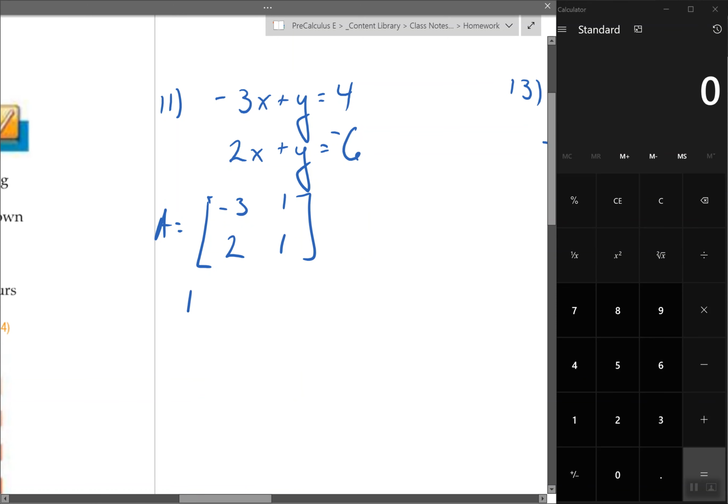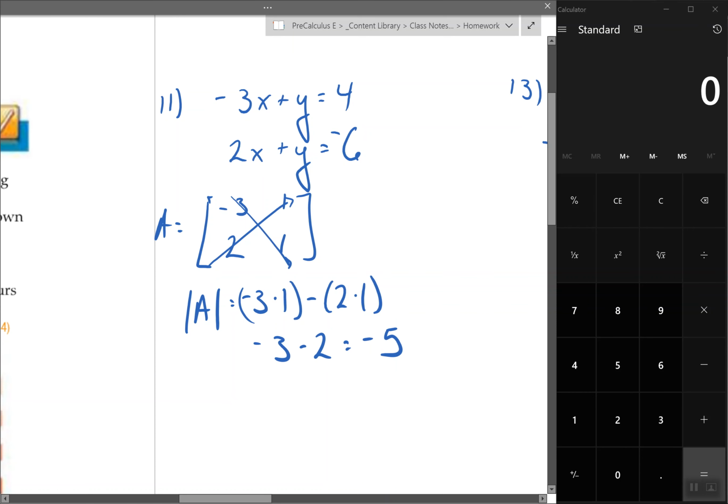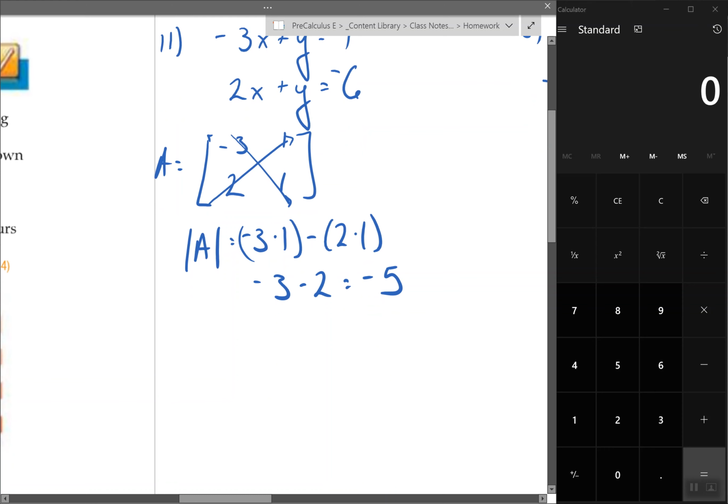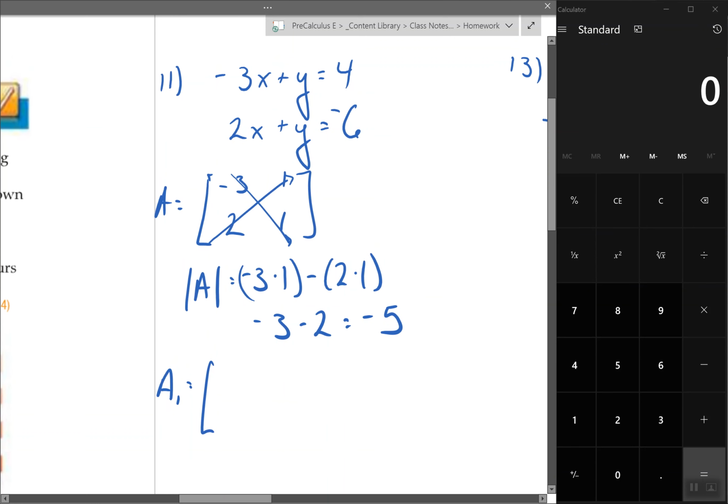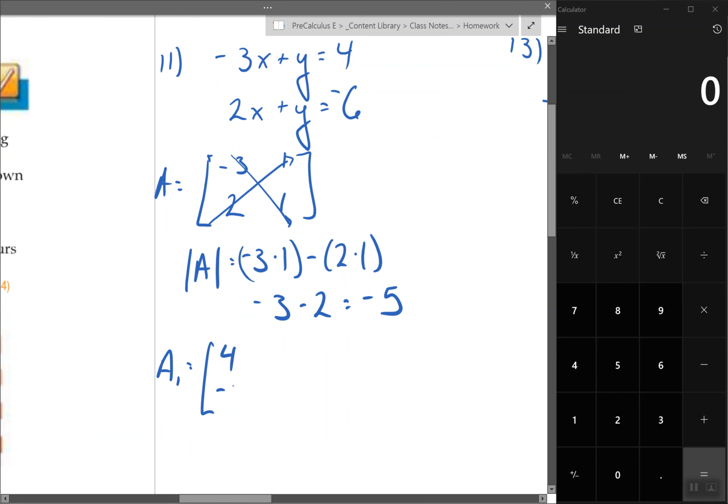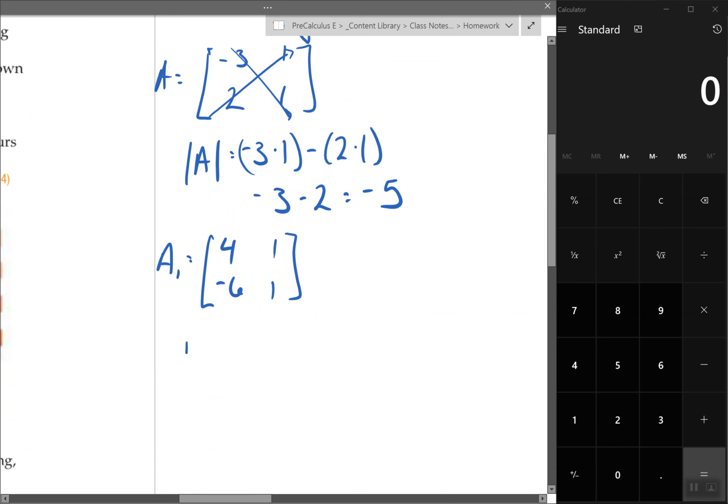So for the determinant of that, we would have -3 times 1 minus 2 times 1, which gives us -3 minus 2, which is -5. To get the solutions, we're going to start replacing the columns with the answer column. So for A1, replace the first column with the answer column, -6, and then we have 1, 1.